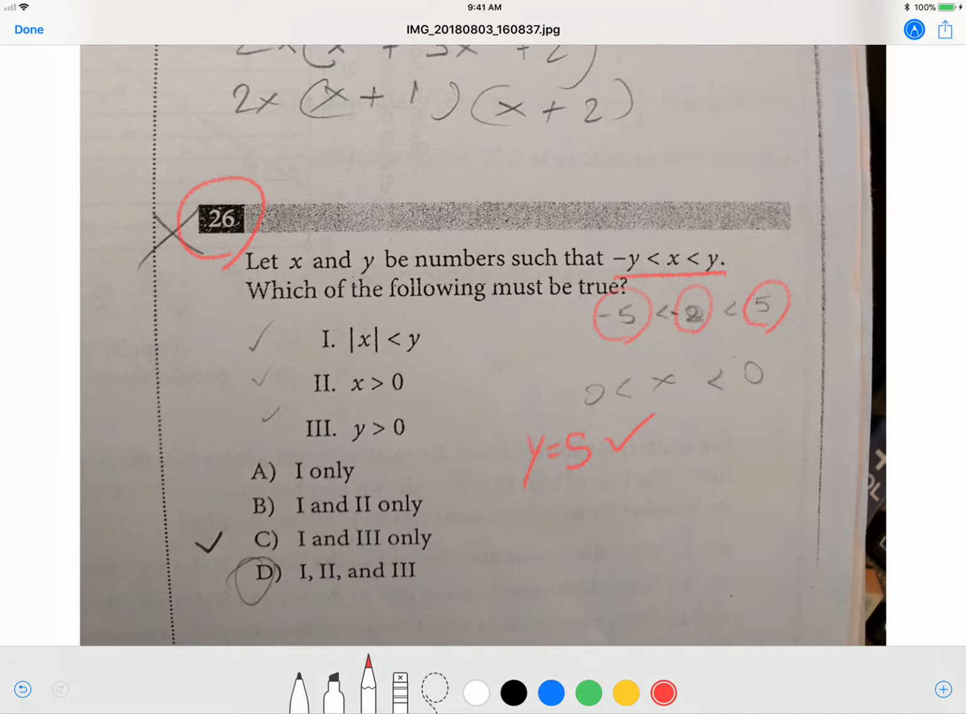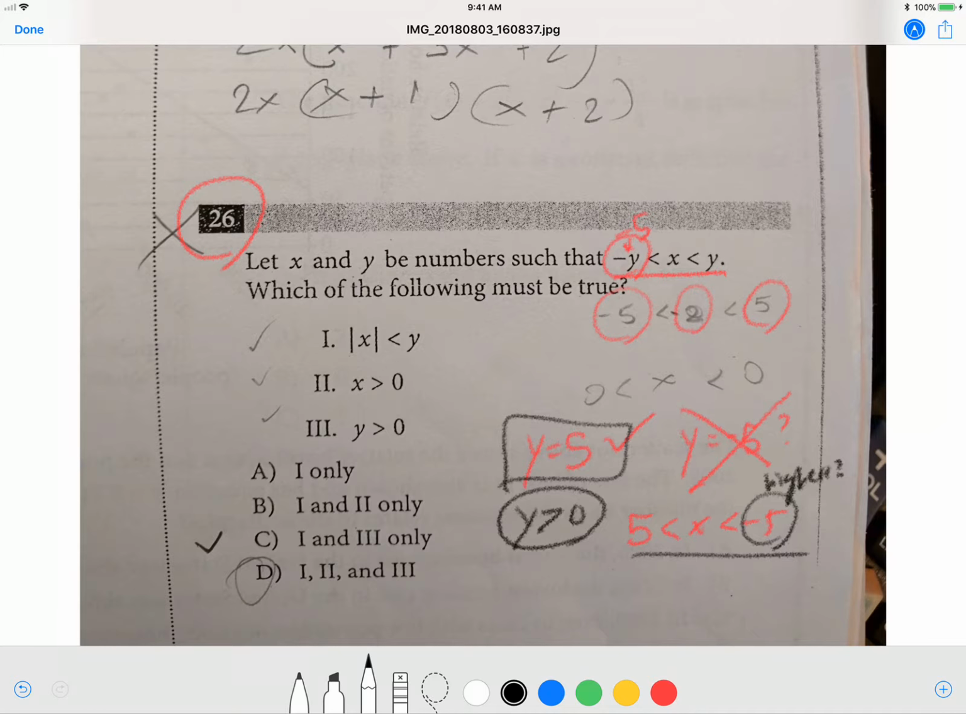That's great. But think about what happens when y equals negative 5. Can that work? Absolutely not. Why? Because take a look at here. If you plug negative 5 into here, that makes it positive 5 less than x and less than negative 5. This makes absolutely no sense. How can a negative number be on the highest end, right? So what that shows you is that y must be any positive number. It cannot be any negative number. So that makes Roman numeral 3 true.